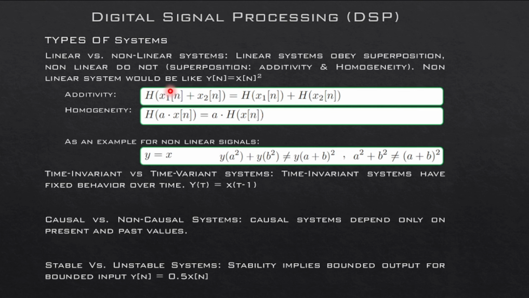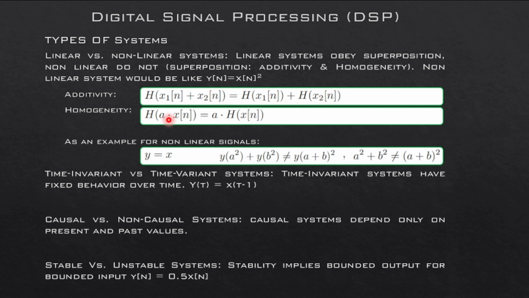Additivity: the response of x1[n] plus x2[n] is equal to the response of x1[n] plus the response of x2[n]. So when we get the response of these two functions added together, it is equal to the response of each function alone, added to the second one. To put it simply. It will perhaps be more clear afterward.